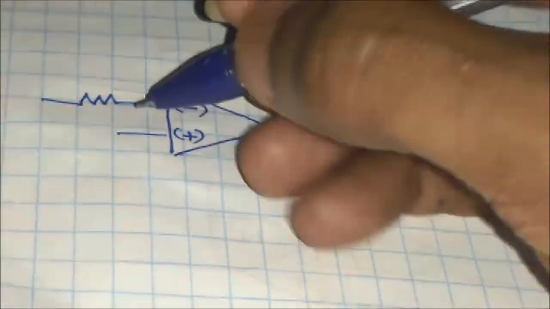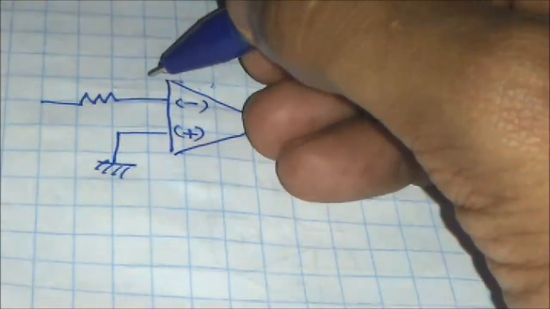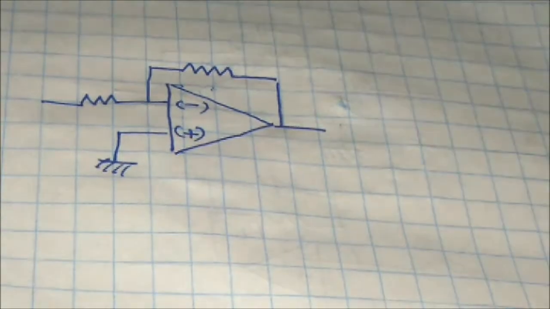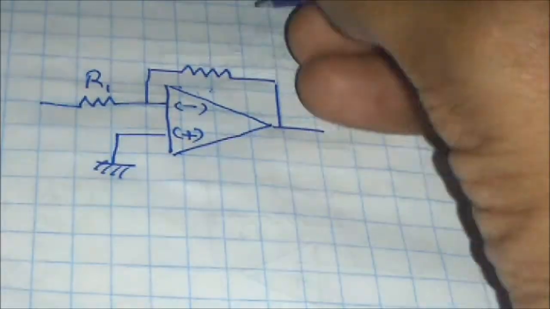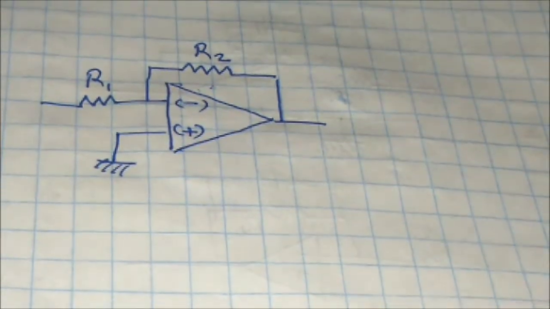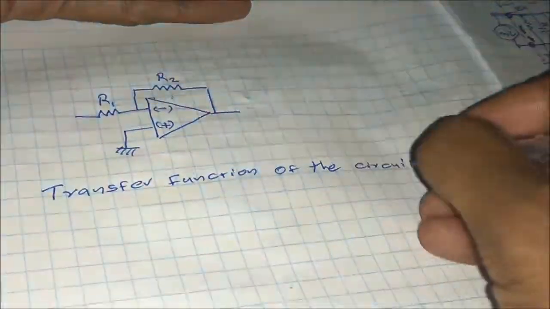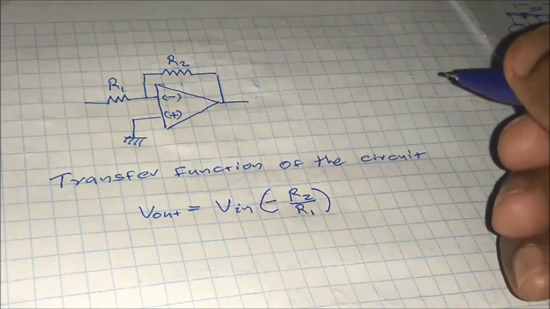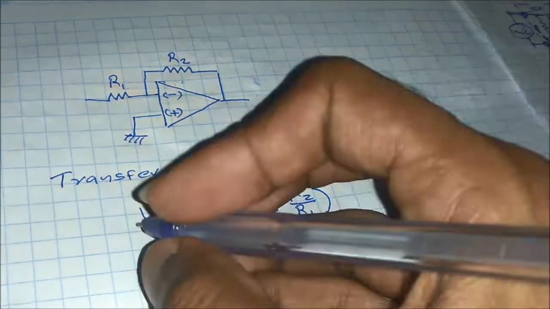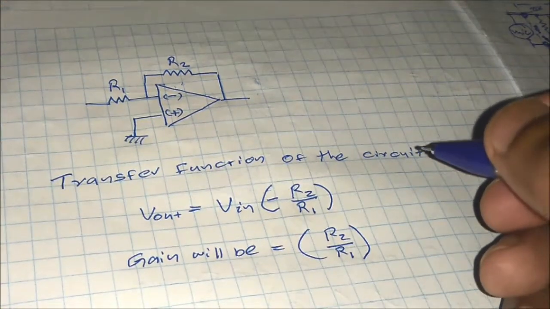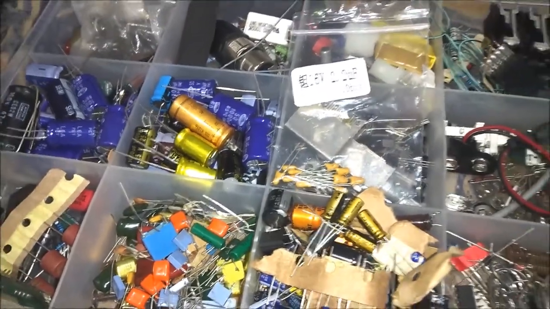Back from O-level science book, you may remember this circuit. This is the inverting configuration of operational amplifier, and the transfer function is Vout equals minus Vi into R2 by R1. The gain will be R2 by R1. Now we have two questions. What components to use? What values to use?